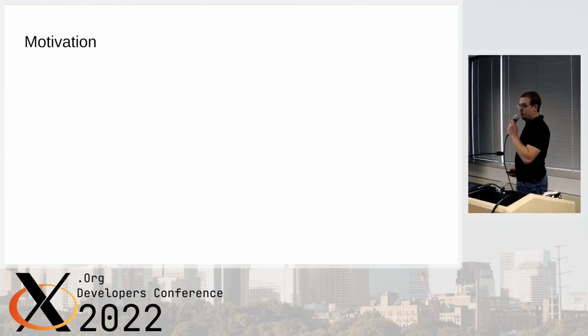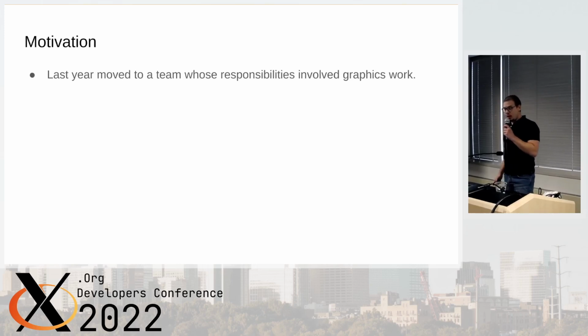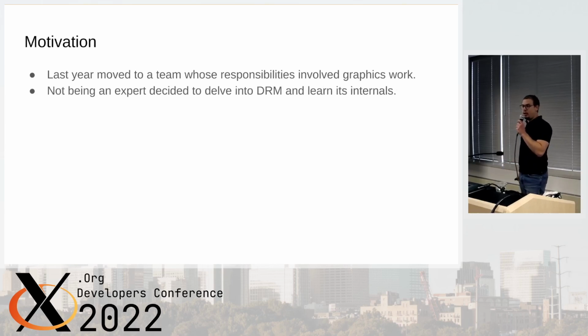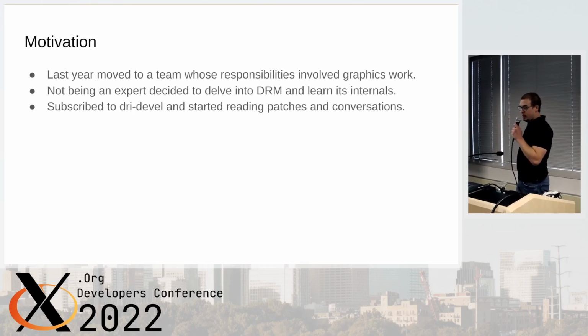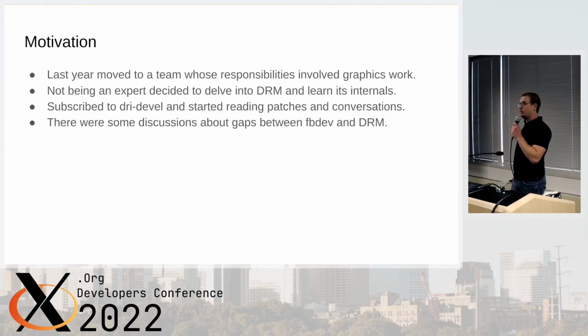So what's the motivation here? Why did I start with this effort of porting some framebuffer device drivers to DRM? Last year I moved to a new team inside Red Hat, and one of the responsibilities of that team involved doing some graphics work. Since I'm not an expert on this, I thought it would be good to delve more into DRM and learn its internals. So I subscribed to the mailing list, started looking at the patches and reading the conversations that were happening there. And at the time, there was a thread about some discussions between the gaps that fbdev and DRM had.